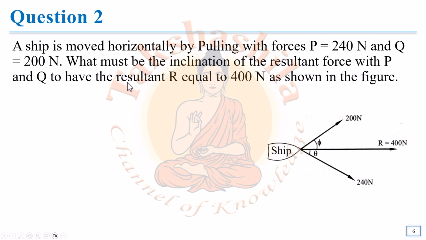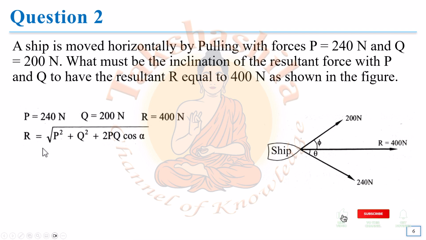So what we have to find is the value of phi and theta so that the magnitude of the resultant will be 400. So let's try to figure it out. What are the given data in this question? We are provided with the value of force P, which is 240, the value of force Q, which is 200, and the value of the resultant is also given, which is 400 Newton.